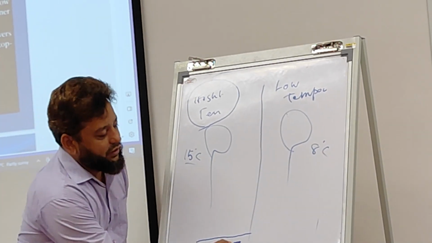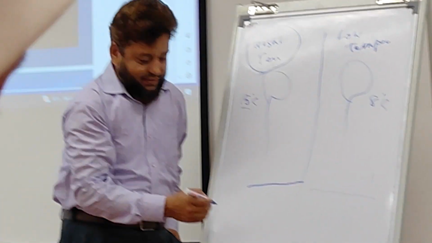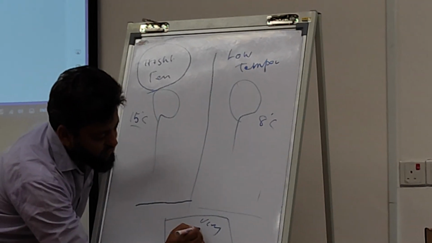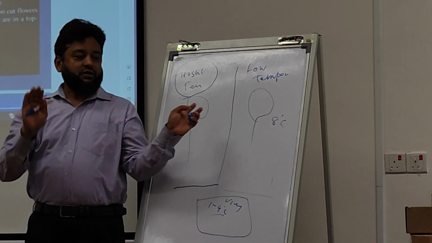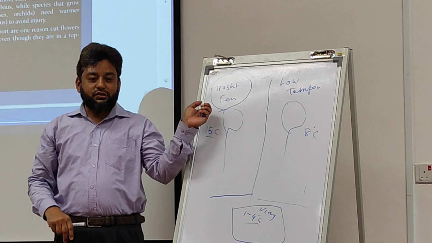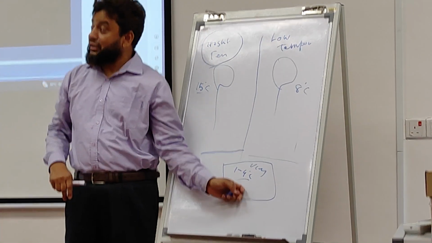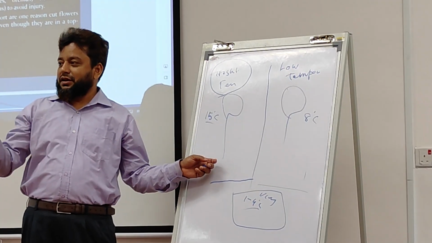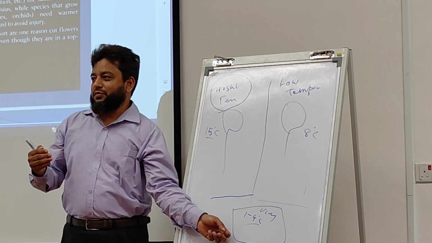So we make another storage house, which has very low temperature, maybe 1 to 4 degrees centigrade. Now we keep the roses. One is very high, another is not so high, and another is very low. So three types of storage house. Can you tell me the storage life will be high in this one, or this one?